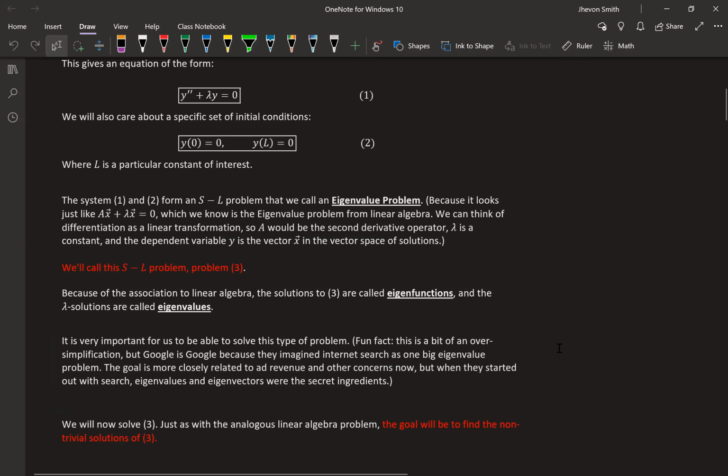And the goal is, clearly y equals 0 is going to be a solution, not interesting. So we are going to want to find non-trivial solutions. So keep that in mind as we go through this. y equals 0 is a solution, but it's not the solution we're interested in. So anytime we get a solution of y equals 0, we're pretty much going to ignore it and move on. We already know it's a solution.